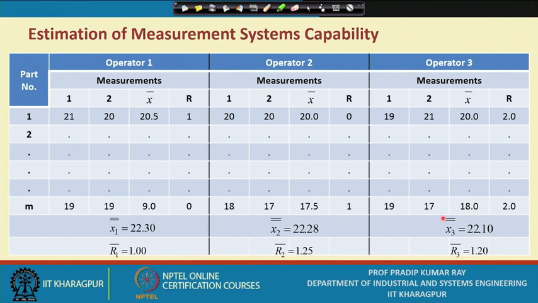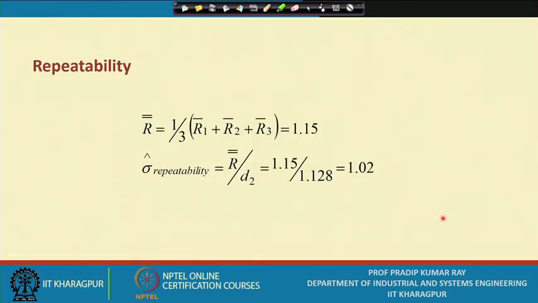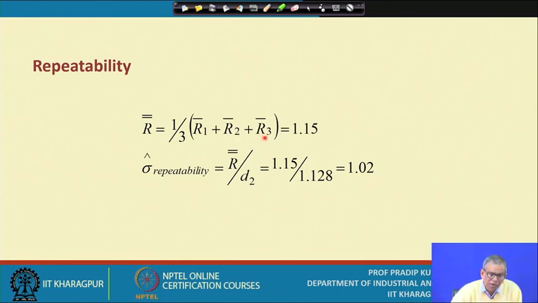Now you do some calculations. As far as repeatability is concerned, you refer to the range data. You have r1 bar from the first operator, r2 bar from the second operator, r3 bar from the third operator. So you have 3 operators. This value is r double bar, that means the mean of all these 3 ranges, which is 1.15.